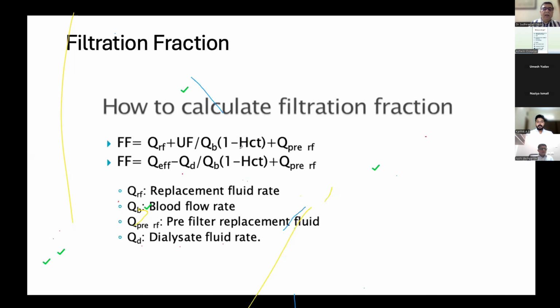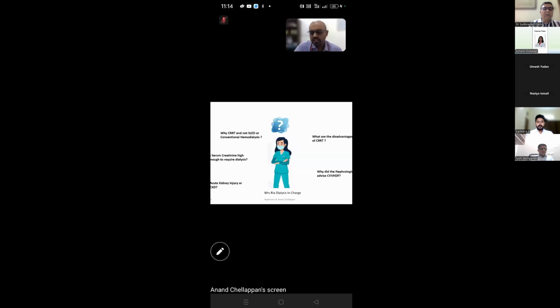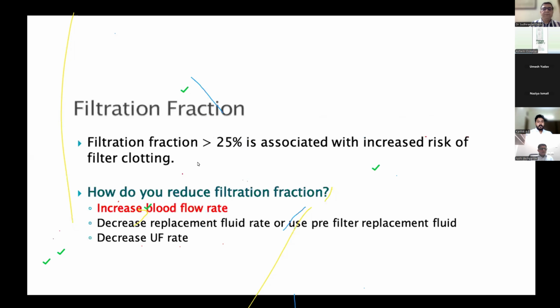When you calculate the filtration fraction, it is essential to know how to increase the longevity of the filter. If the filtration fraction is more, it causes easy clotting of the filter. Usually it should be kept below 20%. The acceptable limit is around 25%, and if it is more than 25%, there is an increased chance of filter clotting.